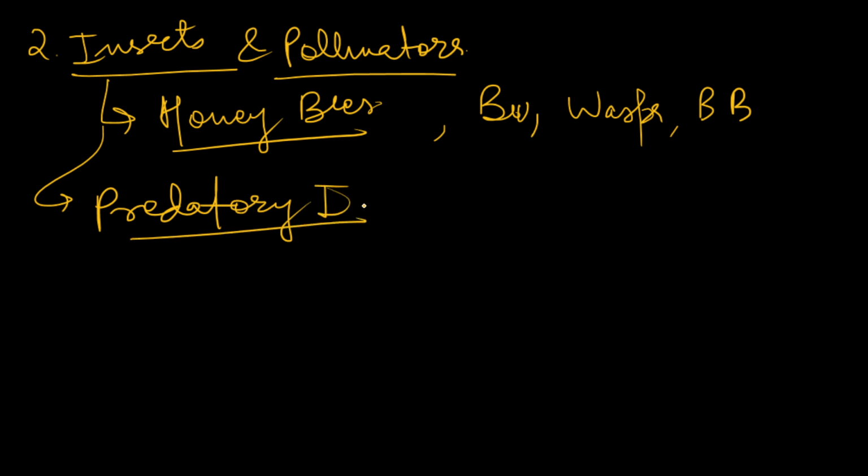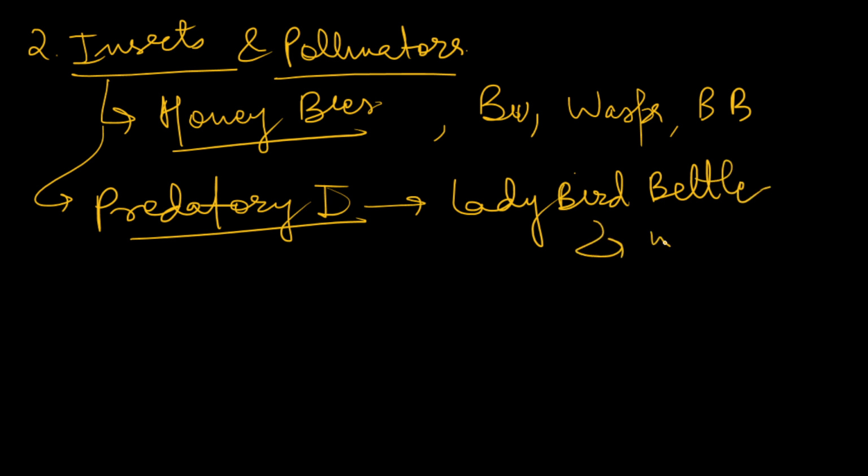So what these predatory insects do, they act as a predator to other weeds and pests, and that can be used in biological control of weeds or biological control of pests. For example, a ladybird beetle feeds on aphids, and aphids are a disease-causing pest in horticultural crops. So ladybird beetle is good here.